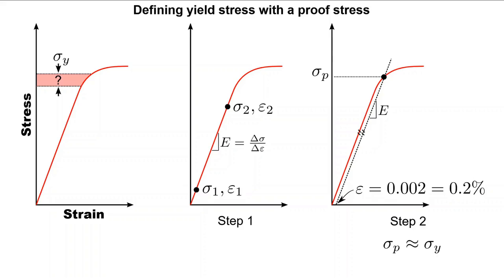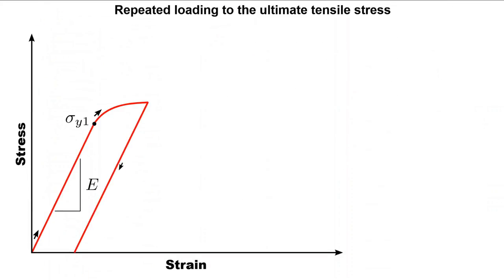There is no physical basis for the 0.2% offset value, merely convention, and with it a reasonable approximation of the yield stress can be determined regardless the shape of the stress-strain curve. Therefore, this proof stress is employed as the yield stress for many engineering applications. Now, let's consider a coupon or a specimen which is loaded multiple times.